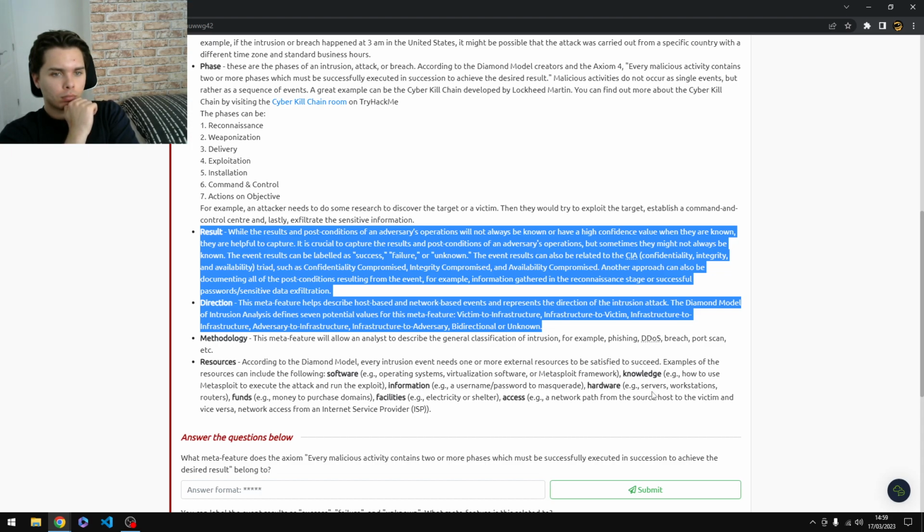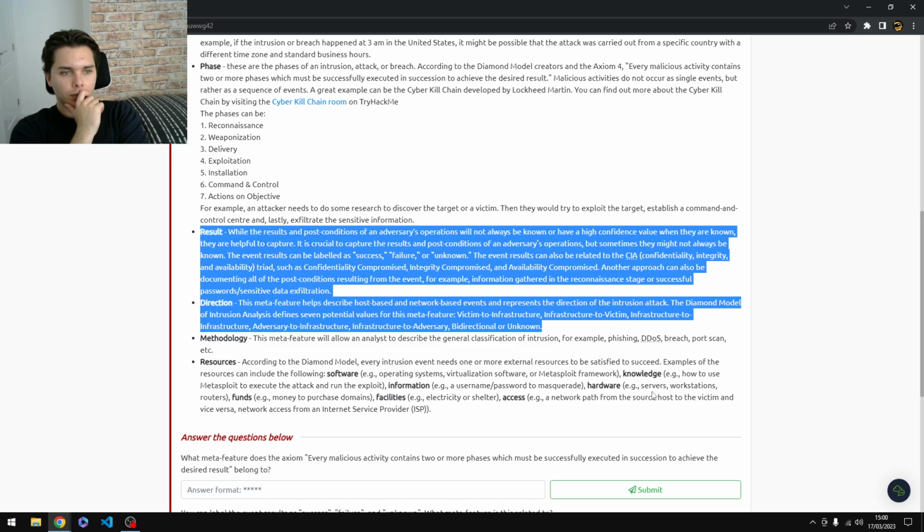The event results can also be related to the CIA, confidentiality, integrity, and availability triad, such as confidentiality compromised, integrity compromised, and availability compromised. Another approach can also be documenting all of the post conditions resulting from the event, for example, information gathered in the reconnaissance stage or successful passwords/sensitive data exfiltration.